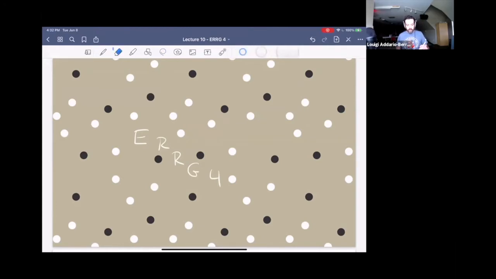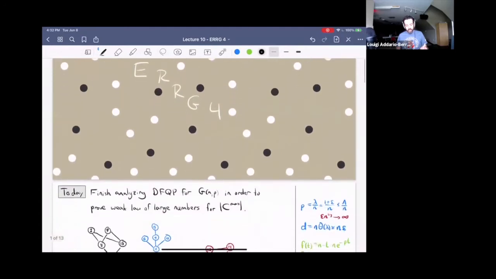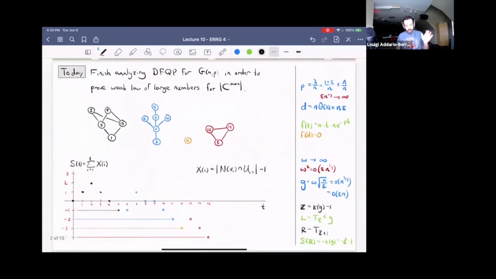So let me remind you where we were at. I know there's a fair amount of notation, but I'll try to keep things as clean as I can today. And we don't have a ton left to do, so we'll take it easy. Feel free to interrupt with questions if things are unclear, and I'll try to make everything as clear as I can.